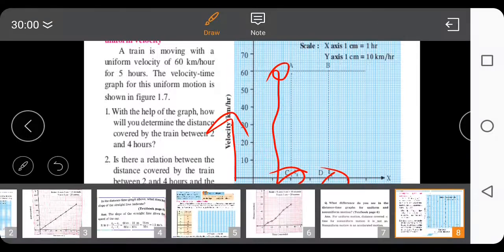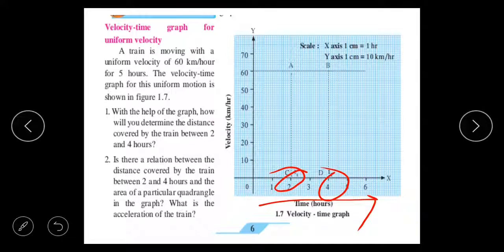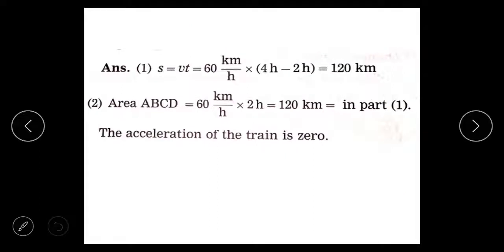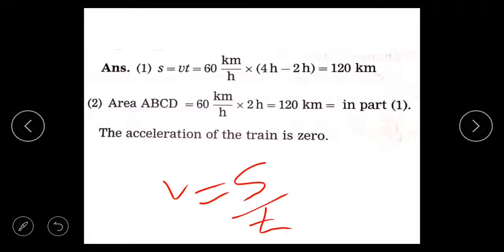Now how will you determine the distance covered by the train between these 2 points, as I have marked here? So you will be calculating the distance by a formula. For calculating the distance or displacement of an object, we have a formula: velocity is equal to displacement upon time. Now we know the time and we know the velocity.